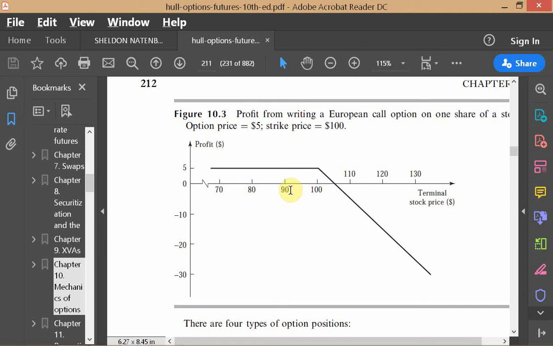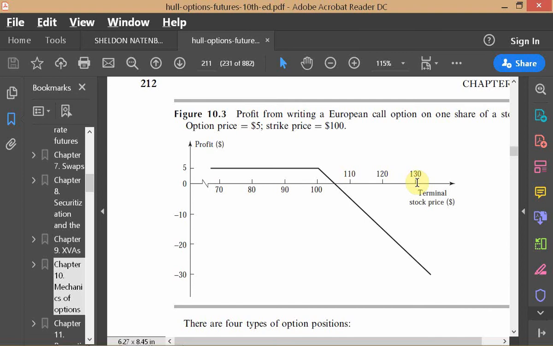Because what would he do if he exercised the call option with a strike of 100? It gives him the right to buy at 100. So why should he buy at 100 when the market price is 80? Because he can buy it cheaper at 80 in the market, right? So he should not buy. There's no profit here to be made for him. So it makes complete sense that he's not exercising.